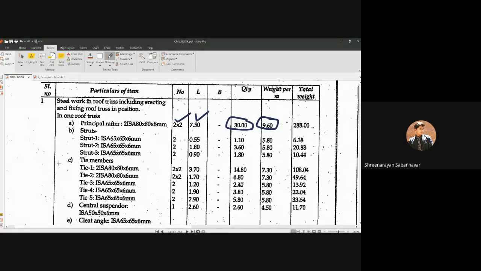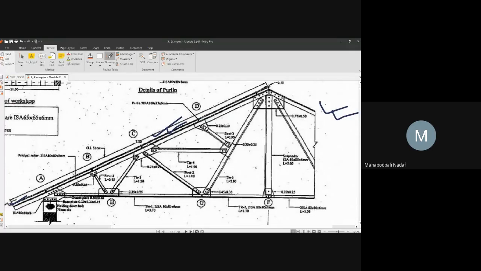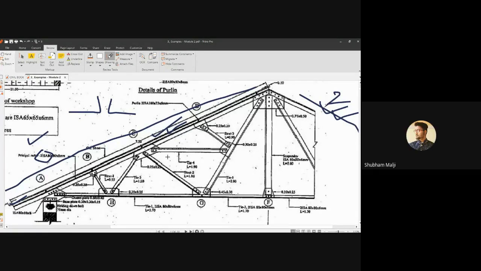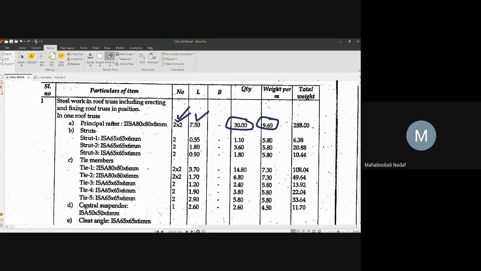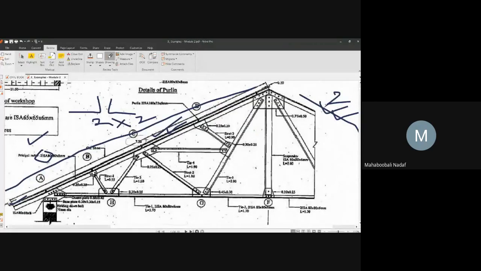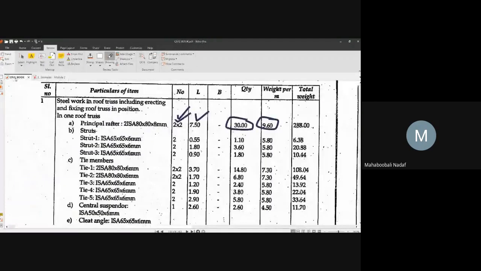No, sir. Sir, can you explain that 2 by 2 again, sir? 2 by 2. Okay? See here. This one principal rafter contains two ISA angles. So that is why here they have given 2 ISA. And one side principal rafter 2 ISA and another side also there will be 2 ISA. Correct or not? Yes, sir. That is what 2 into 2, so that is what is written 2 into 2. Now it is clear. Yes, sir. Okay, length 7.5, they have given directly.